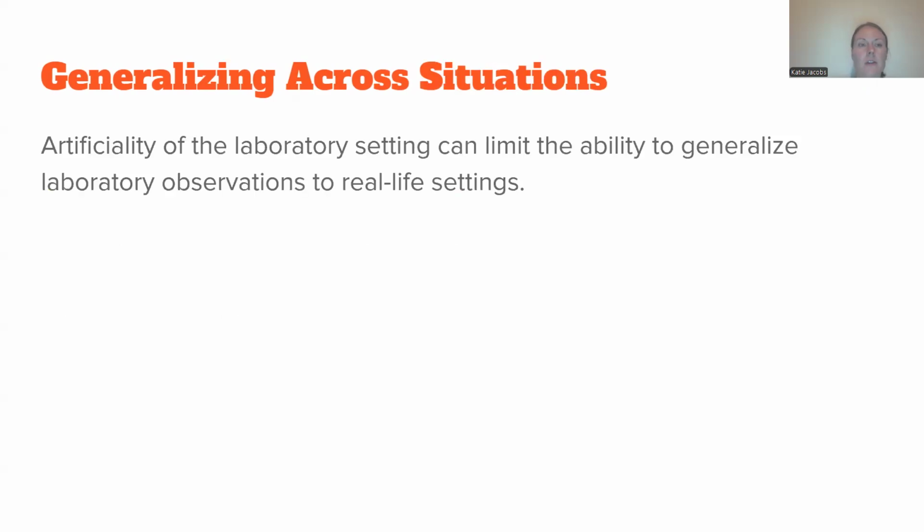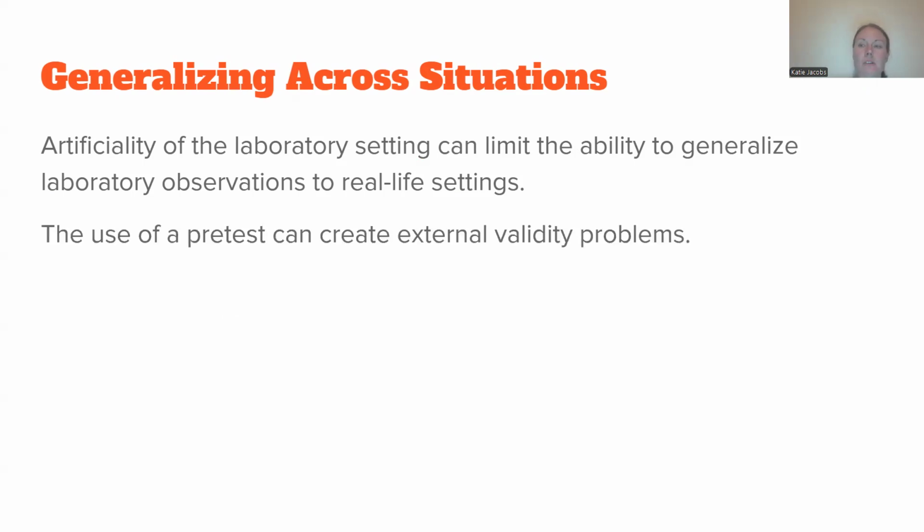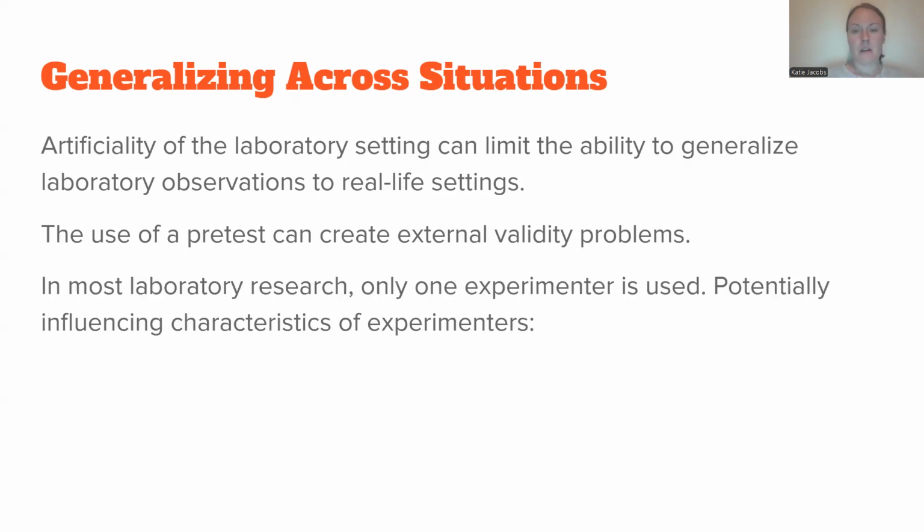So, generalizing across situations, laboratory settings can limit the ability to generalize the results to real life settings. However, if we are conducting research in real life settings, sometimes it's harder to control different variables to be able to isolate what's actually going on. Also, the use of a pretest can create external validity problems. And then in most laboratory research, only one experimenter is used, and that could potentially influence characteristics of the people who are participating in the experiment, or influence characteristics of the experimenter, such as personality, gender identity, and experience.